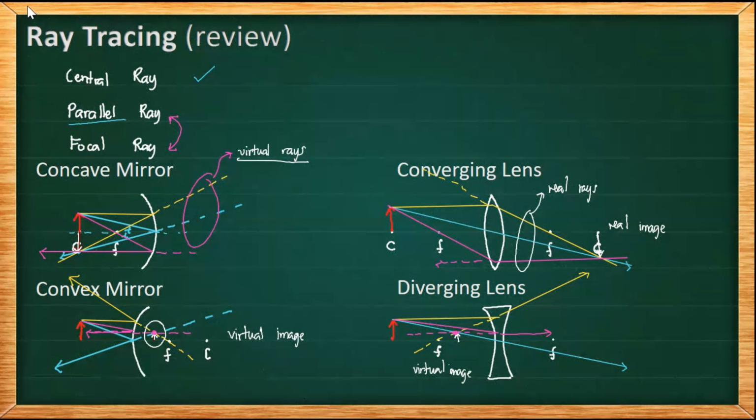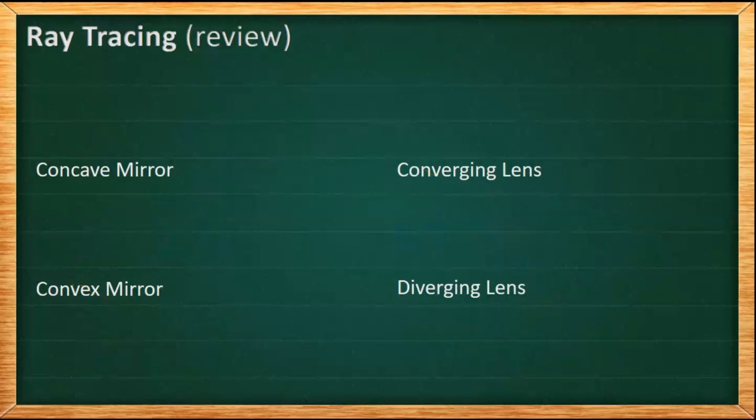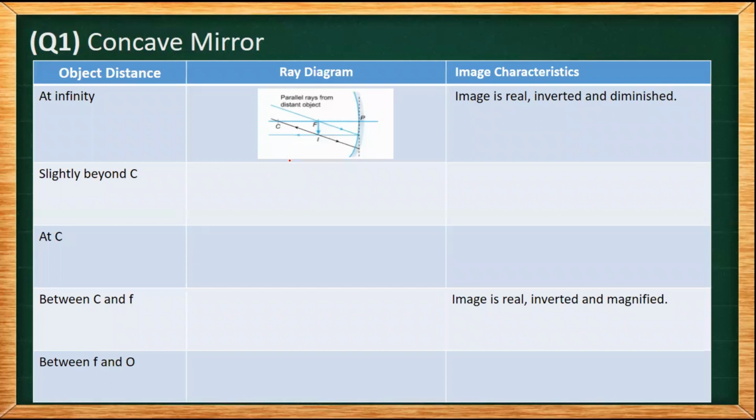Okay, so for exploration, I'd like you to complete this table here for a concave mirror. You have this column, object distance: slightly beyond C, at C. At C is what we already did. Between C and F, or between the center of curvature and the focal point, and between the focal point and O, the origin or the optical center. So you will draw here a ray diagram.